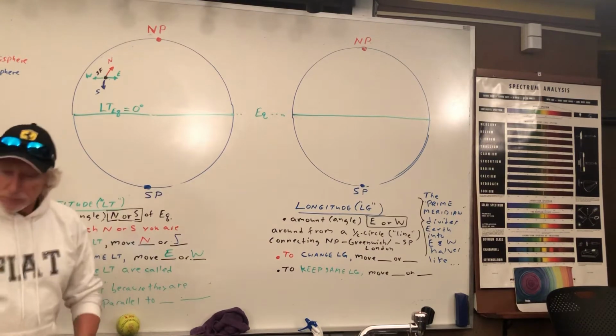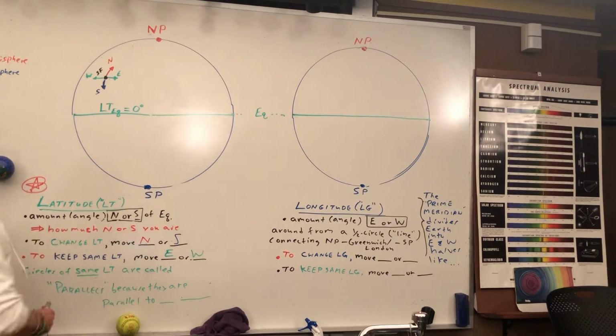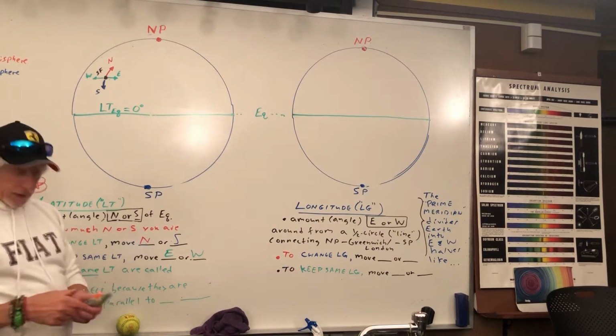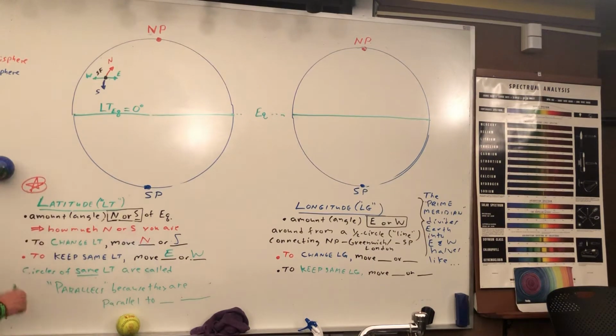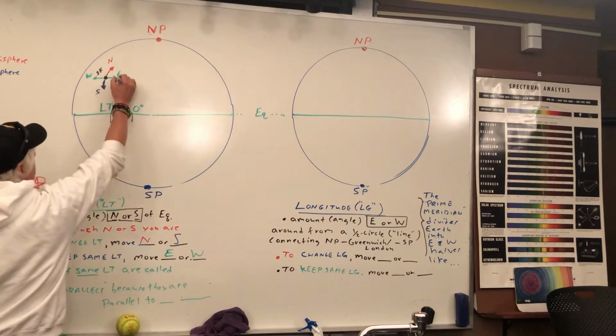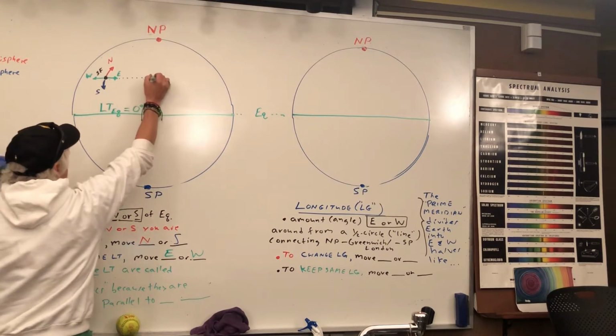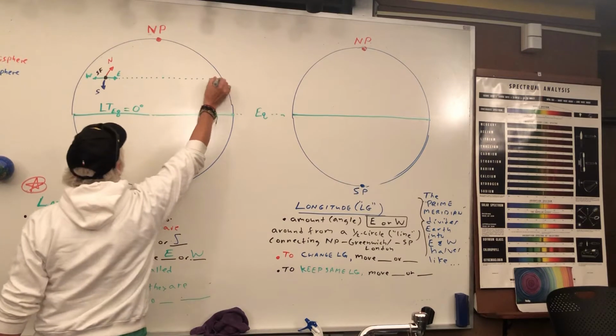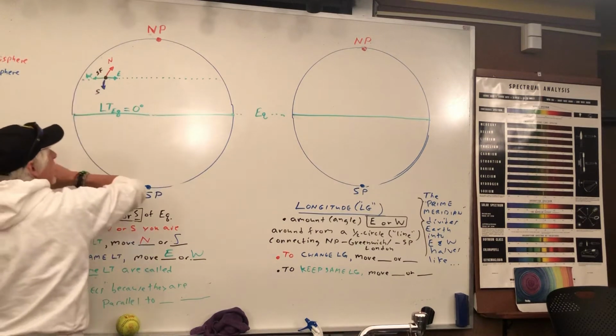And so what we've got is a line or a circle of the same latitude. And that would be like this, the same latitude. All these places would be the same latitude.